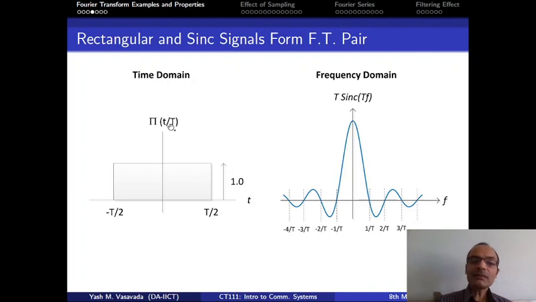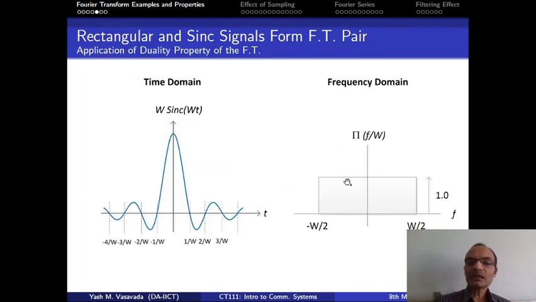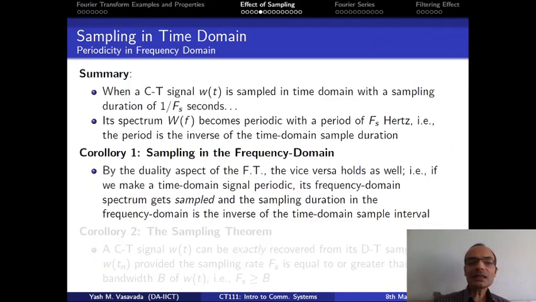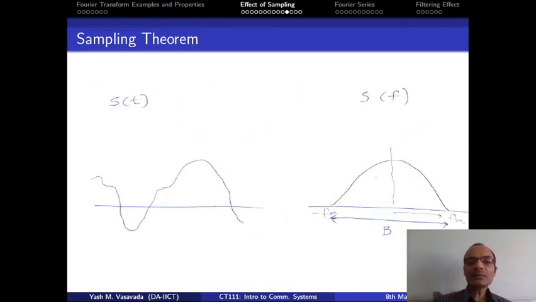And we have seen that if I make this capital T bigger, the Sinc function shrinks in the frequency domain, as it is shown here. So the width of this pulse determines how wide the Sinc function is in the frequency domain. If I make the width of the time domain pulse bigger, the frequency domain Sinc function will shrink, it will become compressed.